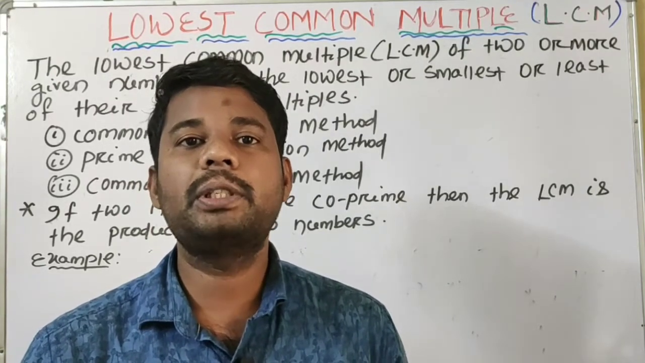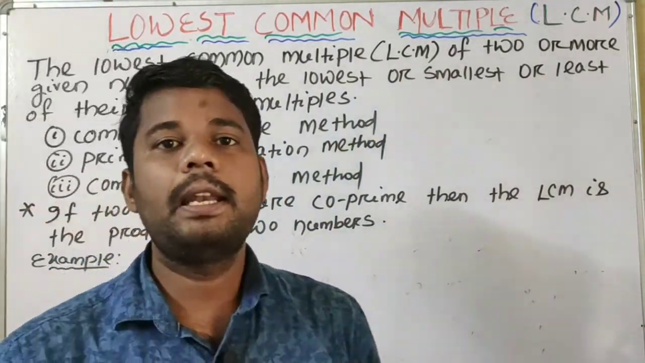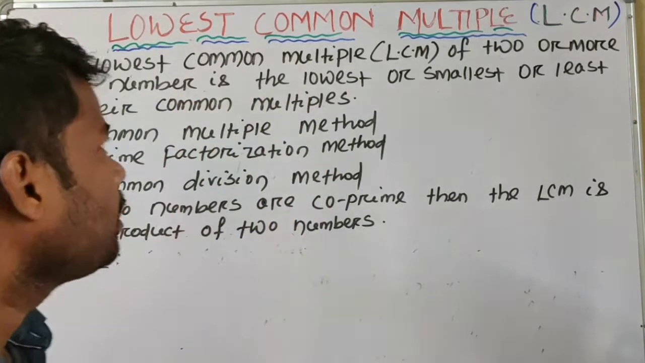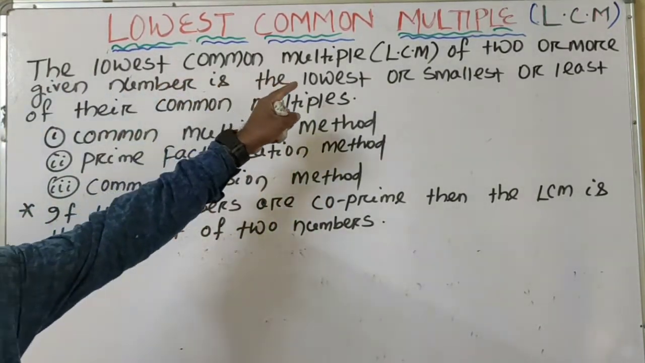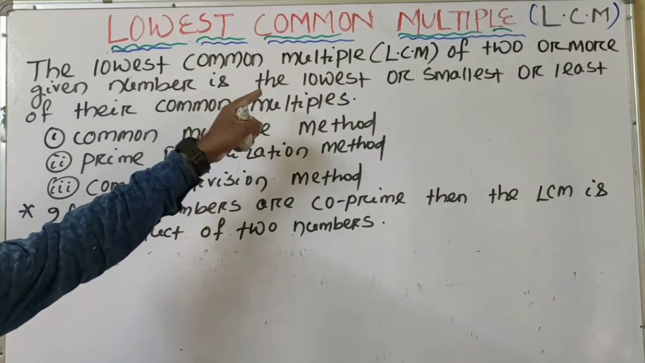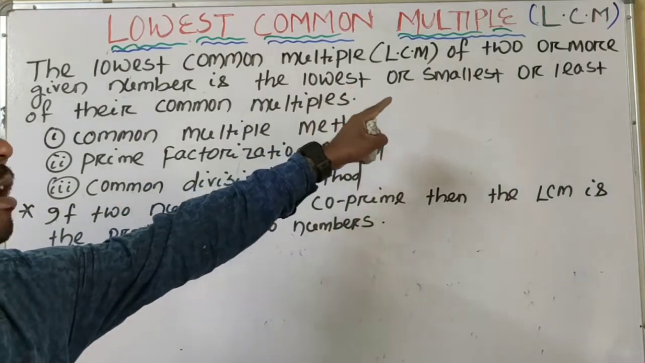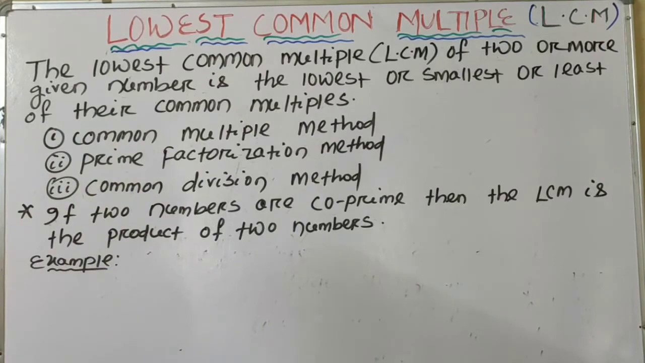Today I am going to say lowest common multiples LCM. Let's start the class. First we know the lowest common multiple LCM of two or more given numbers is the lowest or smallest or least of their common multiples. That means if you take some numbers, their LCM will be the lowest common multiple.